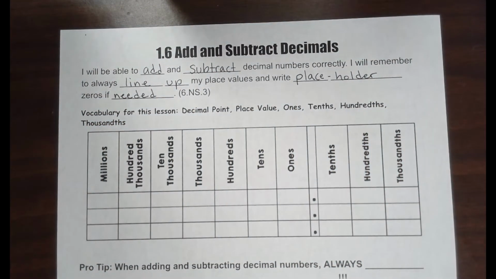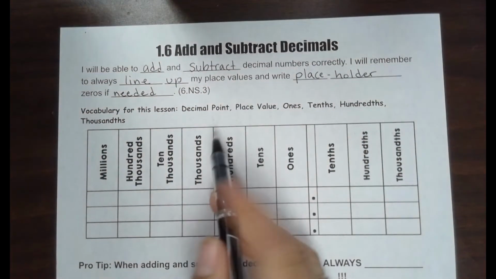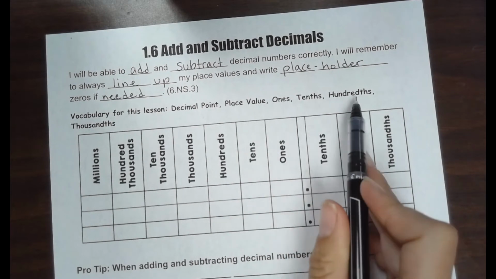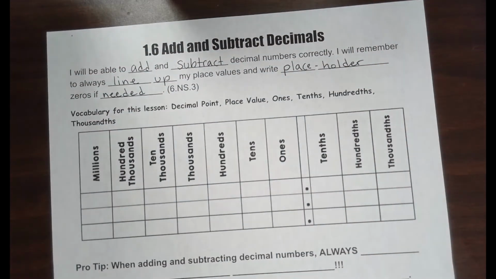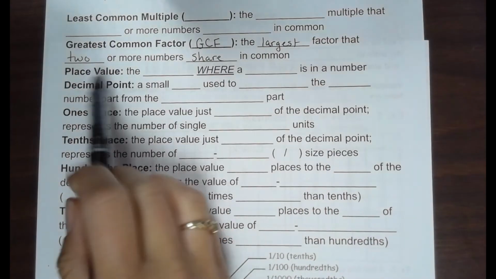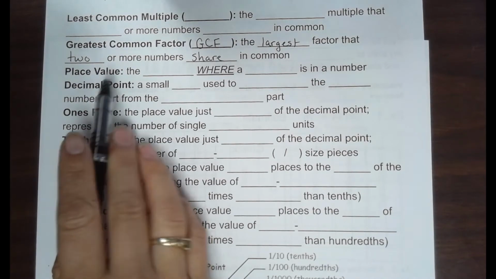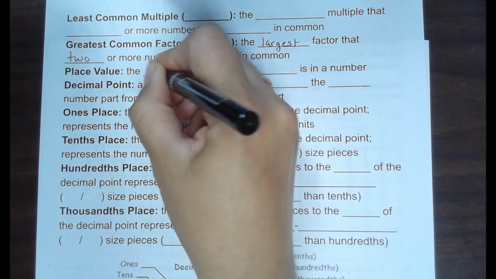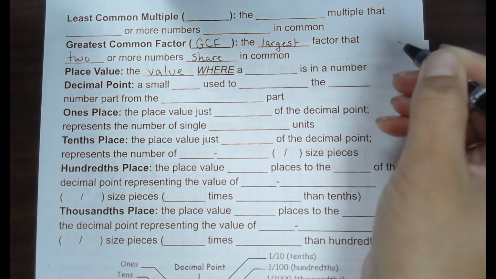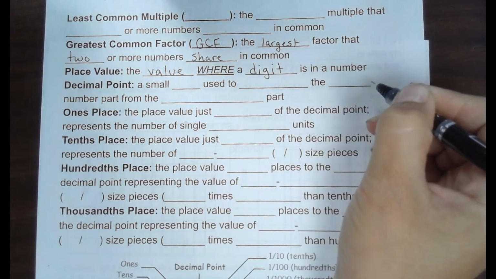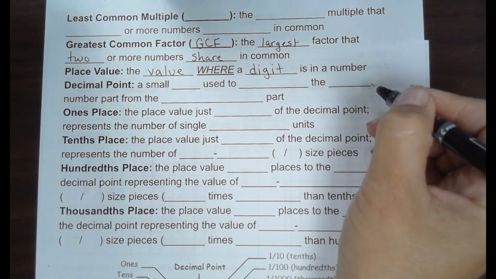Okay? So, vocabulary for this lesson: decimal point, place value, ones, tenths, hundredths, and thousands. All right, get page 17 and pull it in front of you, please. All right, place value. Place value is the value where a digit is in a number. So it's the value of what that digit is in a number.